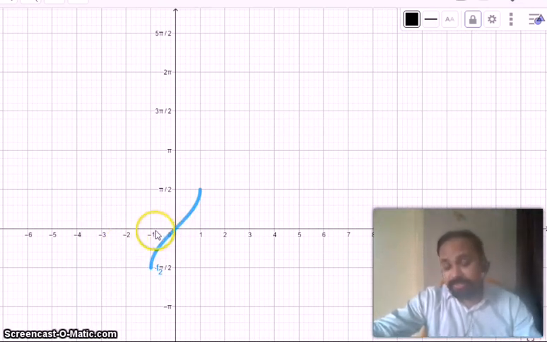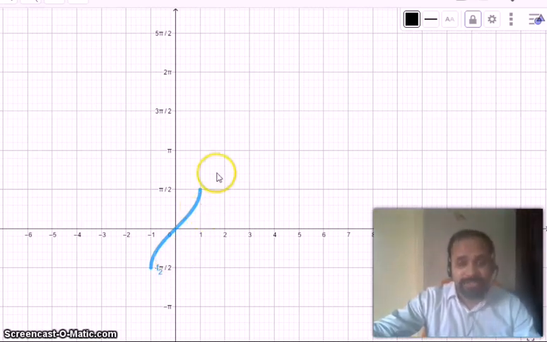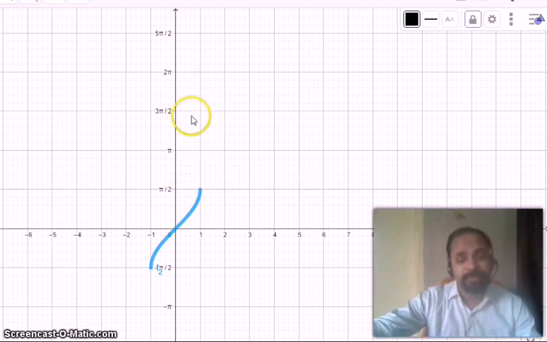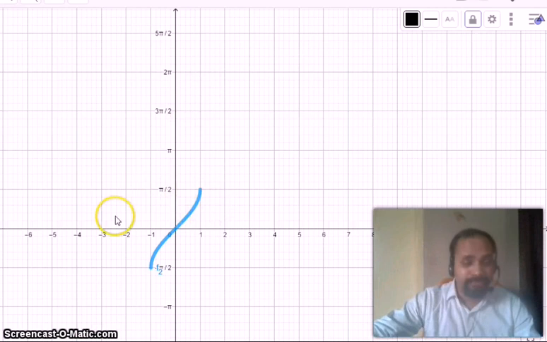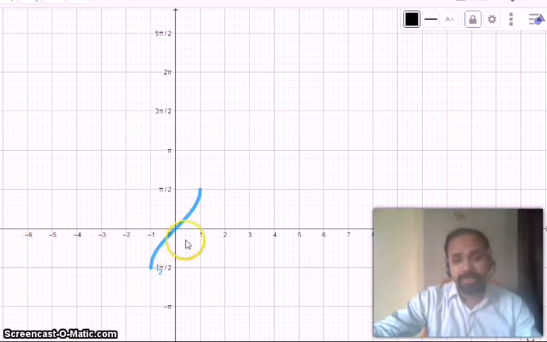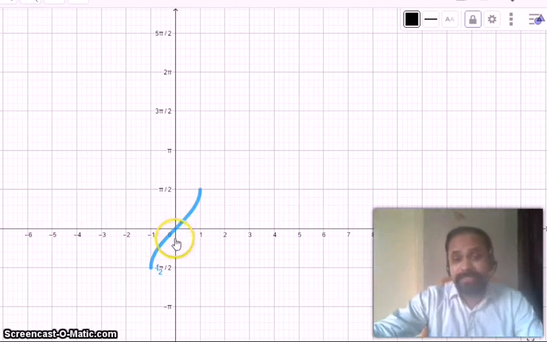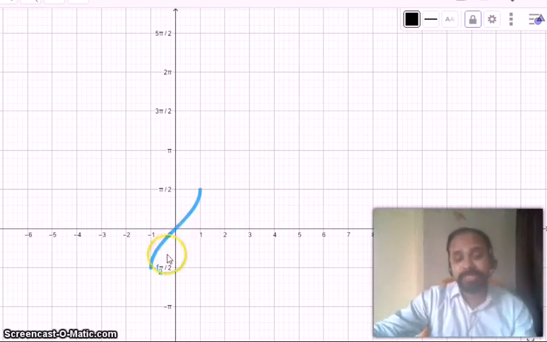The domain of this one is minus 1 to 1, and the range of sine inverse x is from minus pi by 2 to pi by 2. Again, this is not a compulsory condition; it can be defined from pi by 2 to 3 pi by 2, or 3 pi by 2 to 5 pi by 2. But if we have to write the domain and range, we always write the principal branch value. That's why the domain of sine inverse x is minus 1 to 1, and the principal branch value is minus pi by 2 to pi by 2.